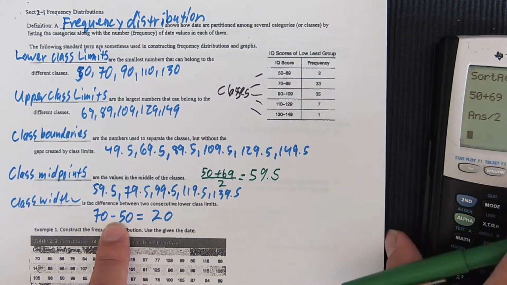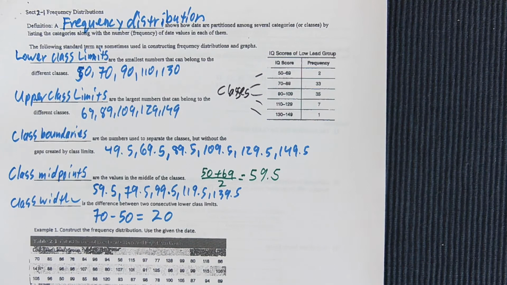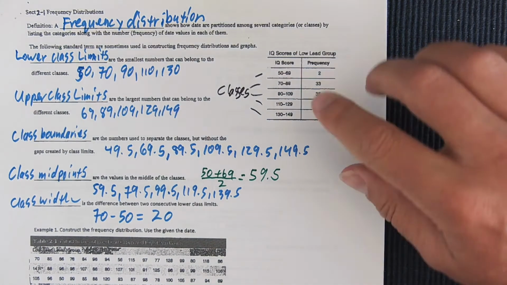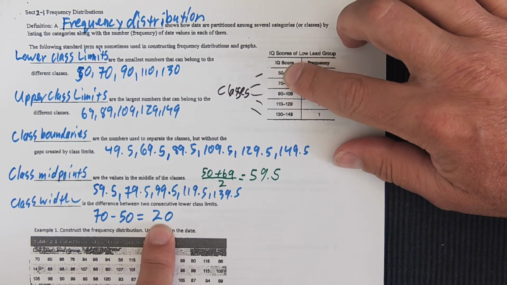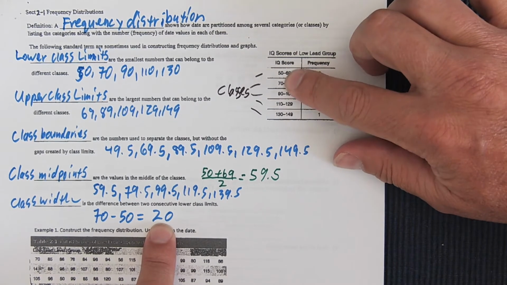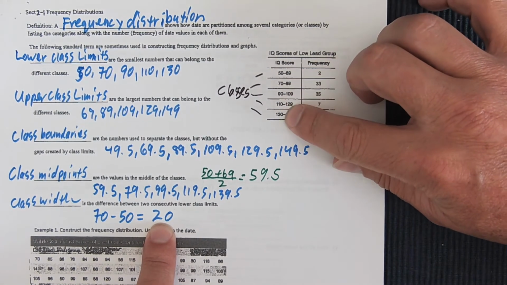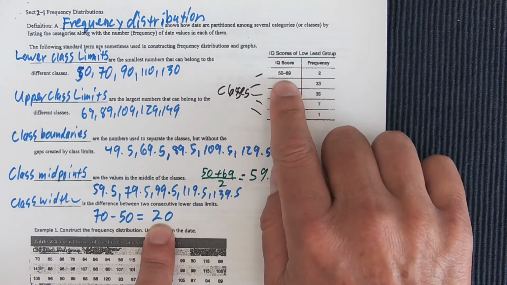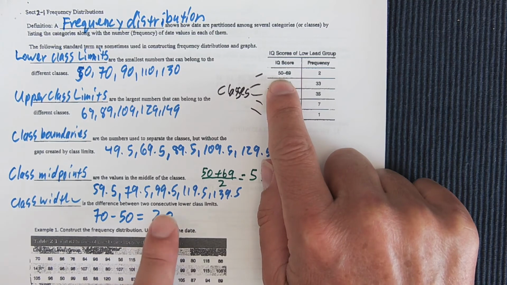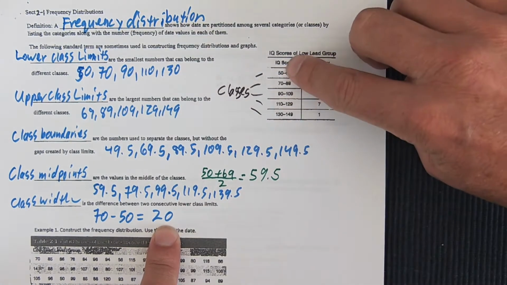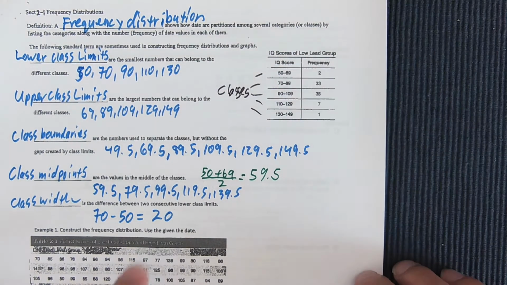Class width. Now this gets a little confusing. The class width is going to be the difference between the lower class limits. So 70 minus 50 is your 20. That's the class width. And you can see it's consistent. 90 minus 70, 110 minus 90, and so on. Some students try to do class width by going 69 minus 50. That'll give you 19. That is not the class width. It's got to be between the lower limits of the classes.